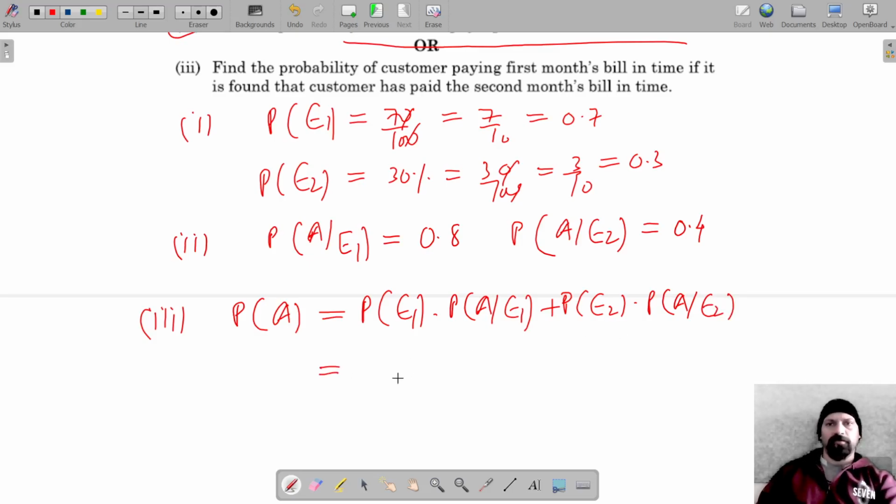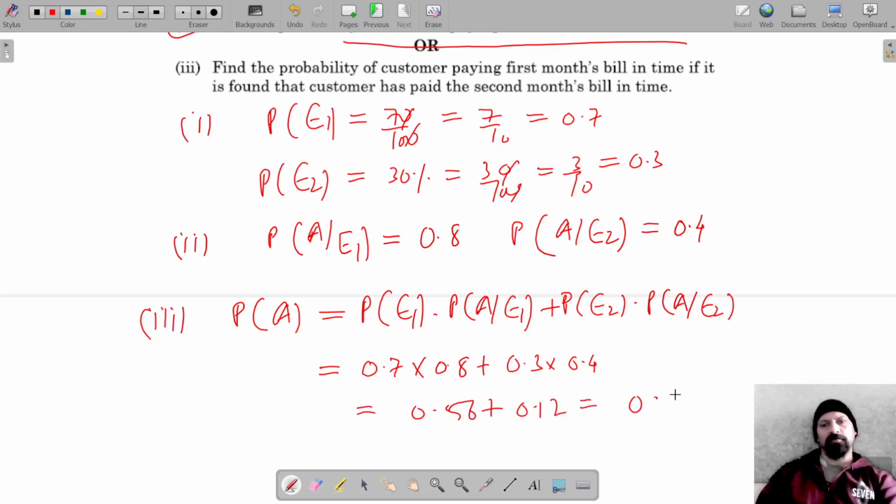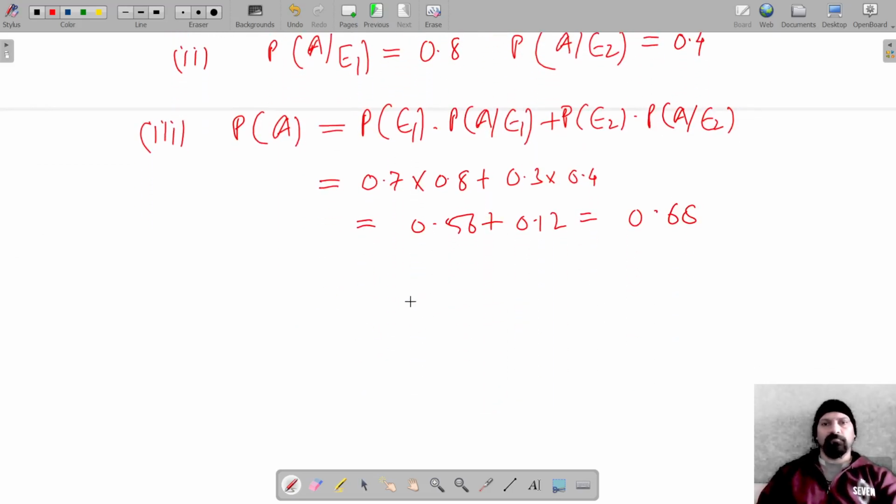Okay, so let's put in the respective values. Probability of E1 is 0.7 and this is 0.8. This is 0.3 and this is 0.4, which gives me 0.56 plus 0.12, which is 0.68.